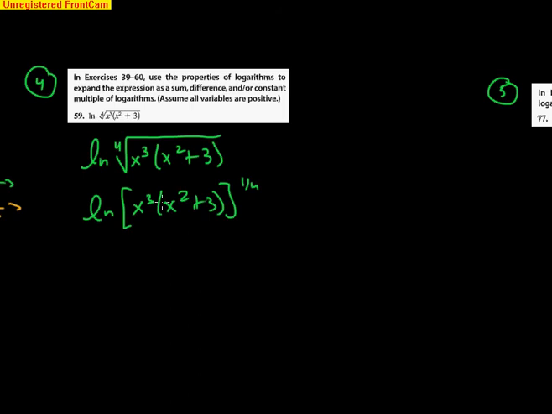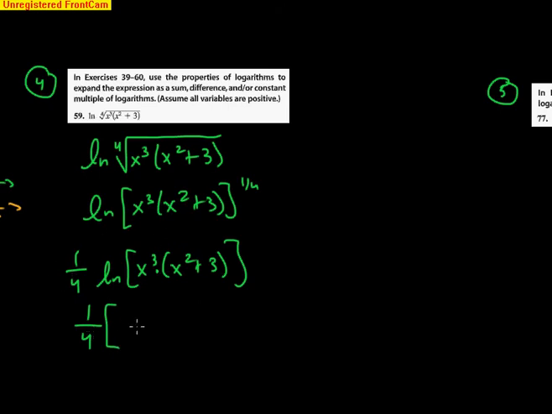And now you have some options, okay? This is kind of messy because this power is actually ruling over both of these quantities, this x cubed and x squared plus 3. So I'm actually going to bring the power out first. Okay? And now when I break it apart, this is multiplication, so this is product rule. This 1/4 goes to both. So when I break it apart, I'm going to put a bracket here so that I know that this 1/4 is going to go to both of these logs.